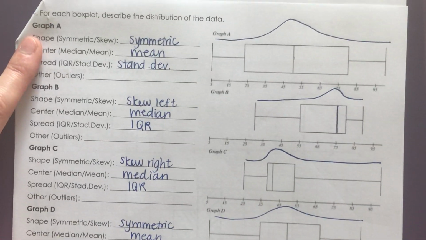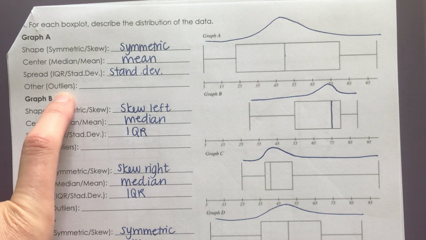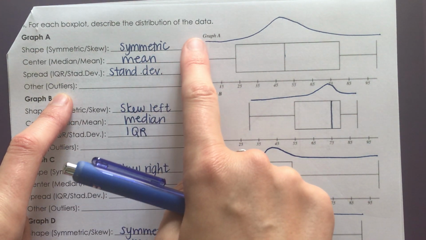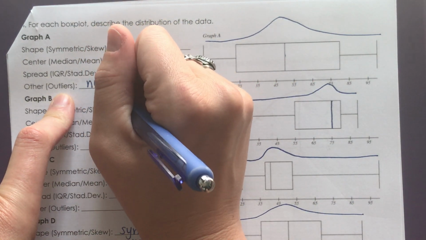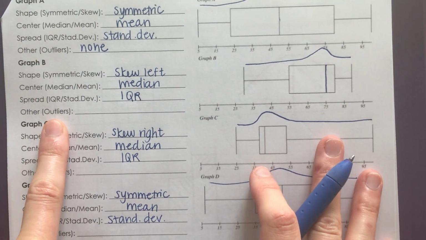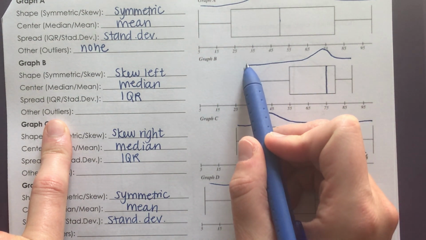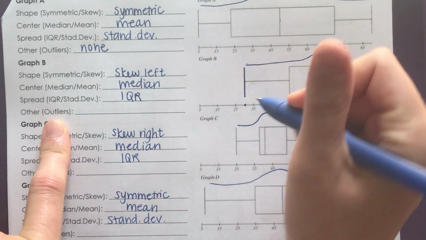All right, last question. Do you have any outliers? You will only have outliers if you have a skewed graph. So because my graph is symmetric for the first one, I have no outliers, or none. If it is skewed, you will have an outlier, and your outlier will be wherever your tail is. So it looks like my outlier is at about, we'll call that like 30.